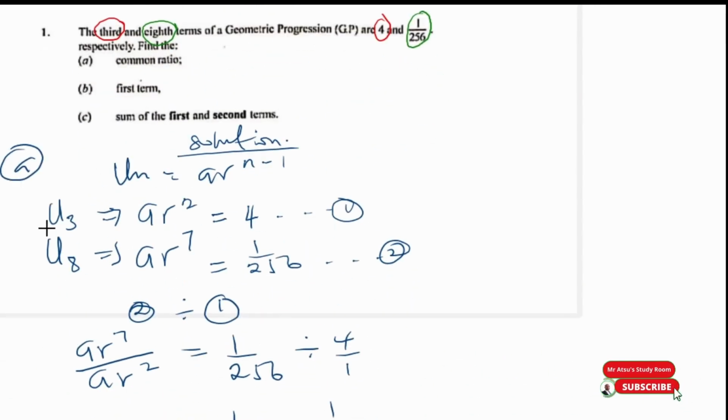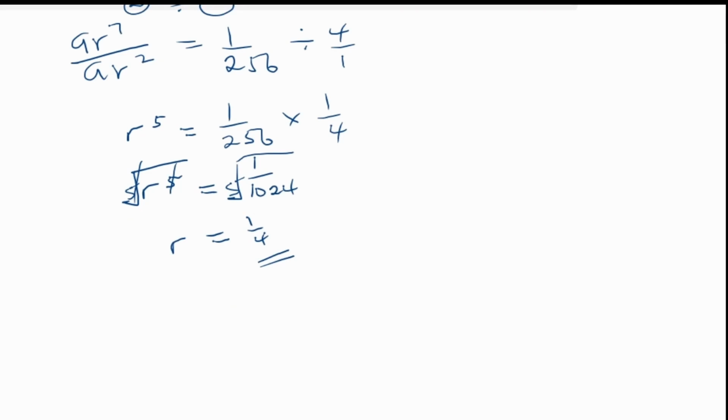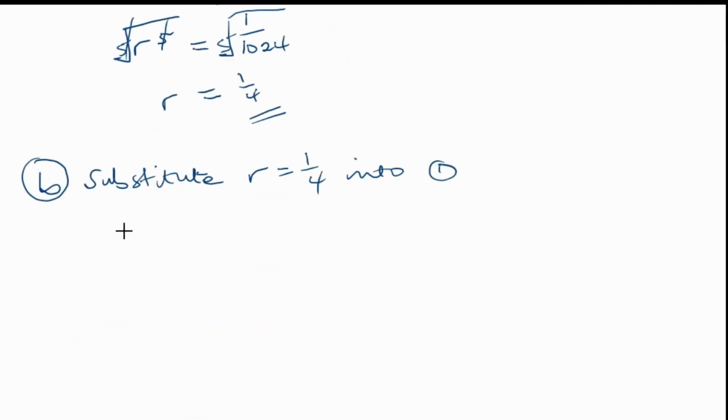Now let's go to the B part. Now that we know the common ratio, we are just going to substitute that into one of the equations. We can substitute it into equation 1 or equation 2, but since equation 1 is smaller, I would like to substitute my r into that in order to get my a. So that brings our B. We substitute r equals 1 over 4 into equation 1. And remember, our equation 1 is a r^2 equals 4.